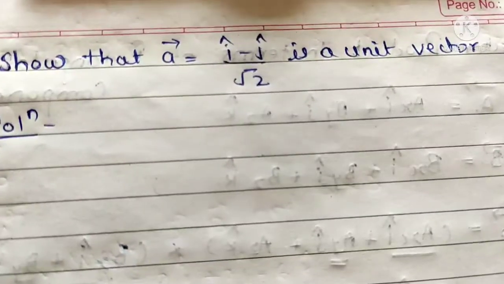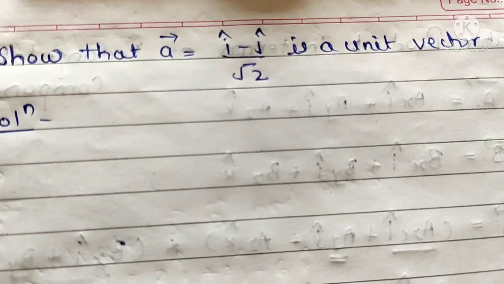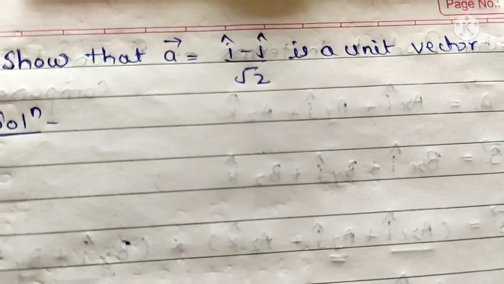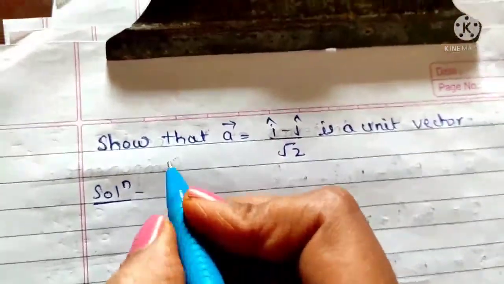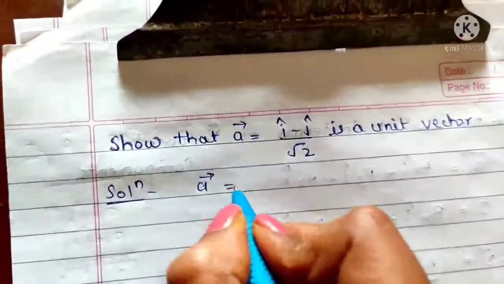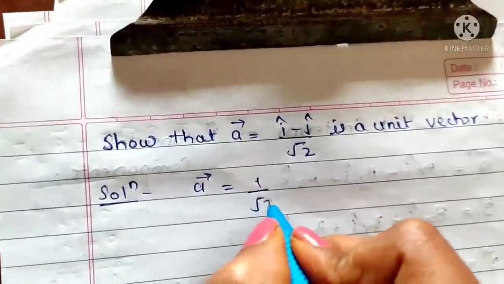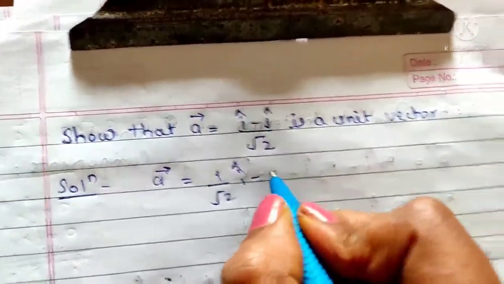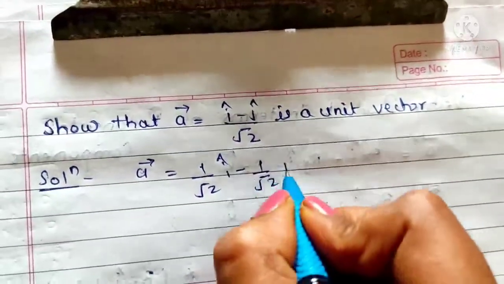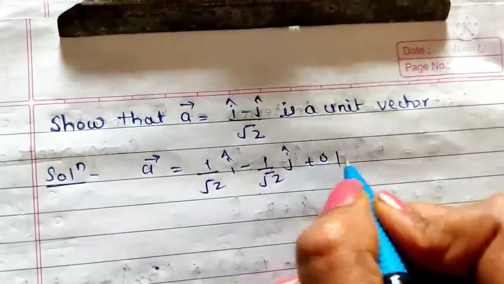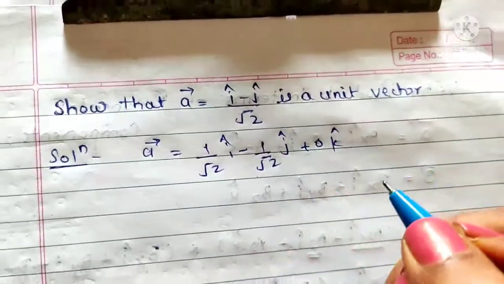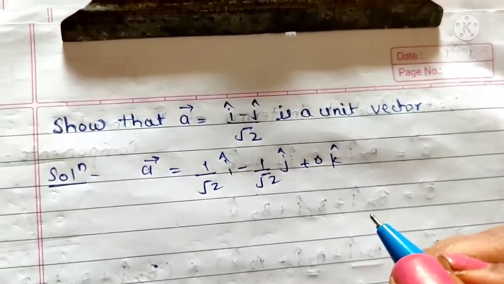Show that a bar is equal to i cap minus j cap upon root 2 is a unit vector. The given vector a bar can be simplified as a bar is equal to 1 upon root 2 i cap minus 1 upon root 2 j cap plus 0 k cap. I have written here 0 k cap for your understanding purpose.